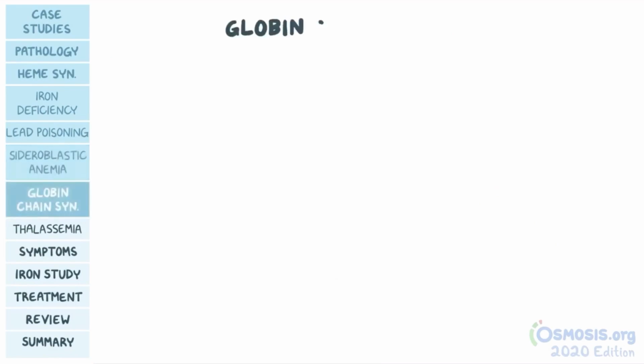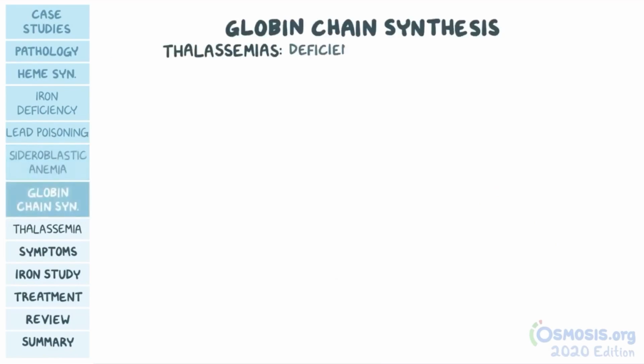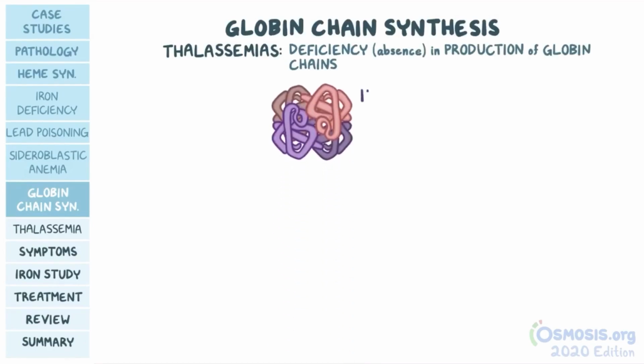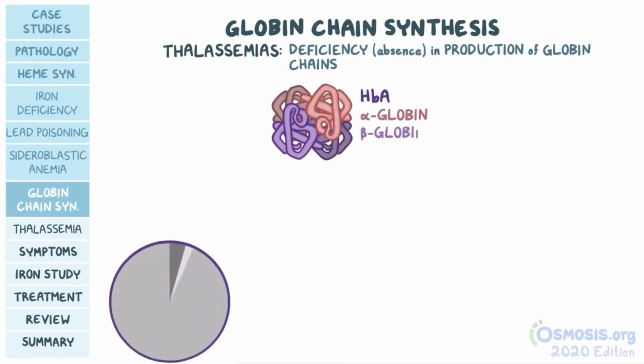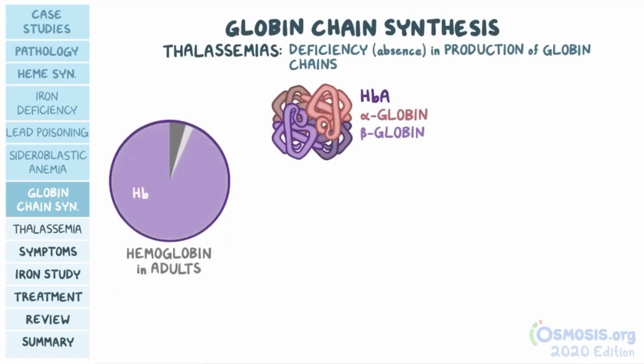Okay, moving on to thalassemias, where there's a deficiency or absence in the production of the globin chains of hemoglobin. Hemoglobin A, or HbA, made up of 2 alpha globin and 2 beta globin peptide chains, makes up approximately 97% of the total hemoglobin in adults.